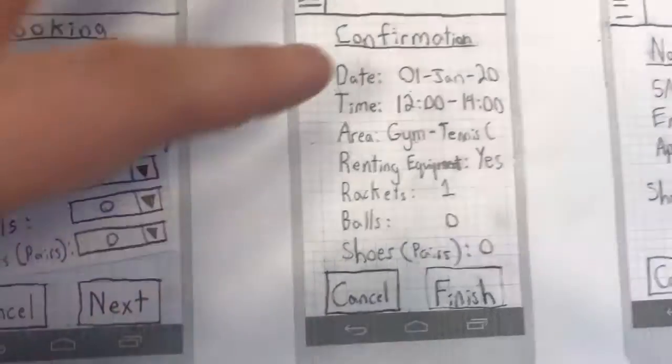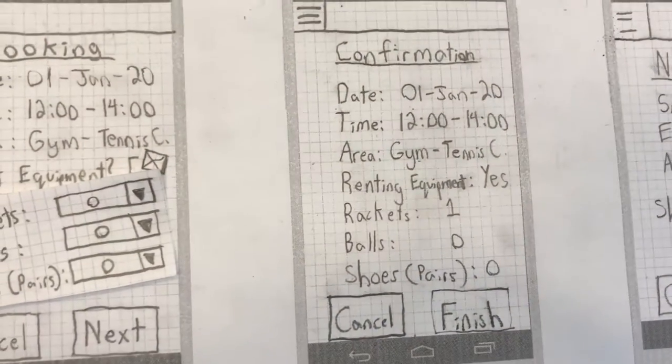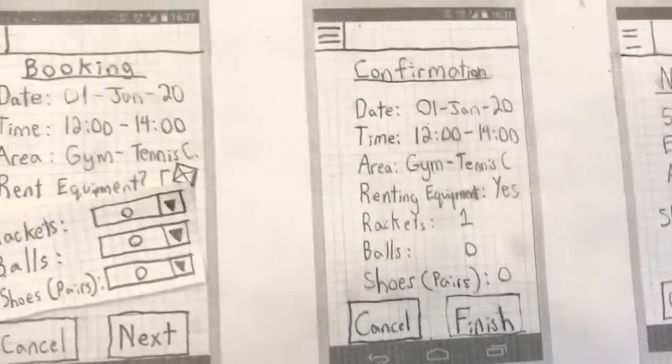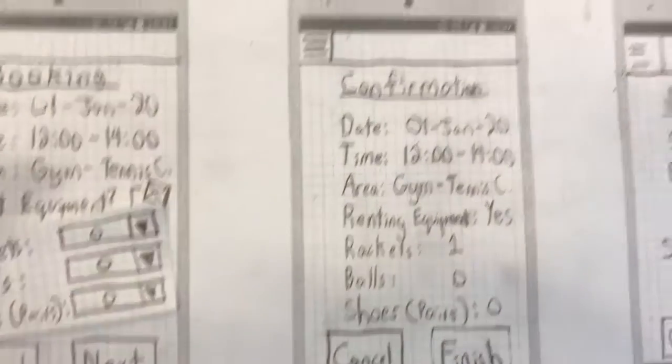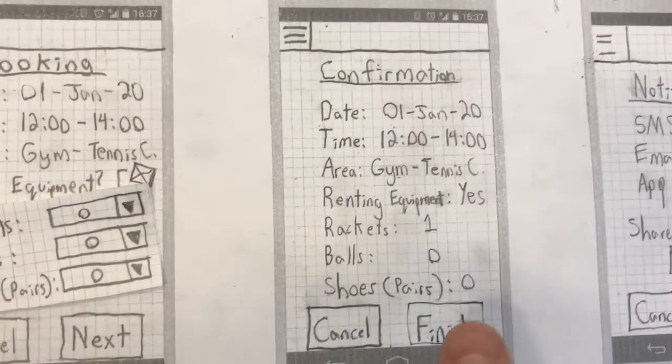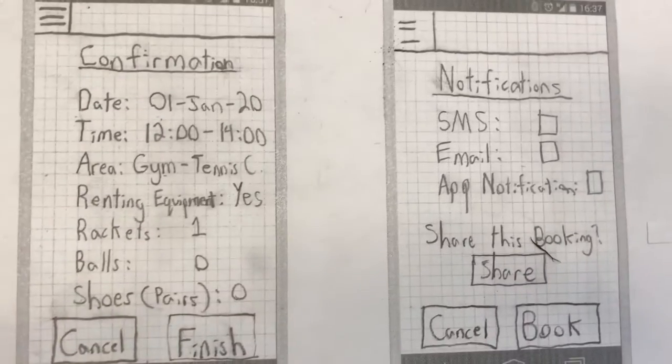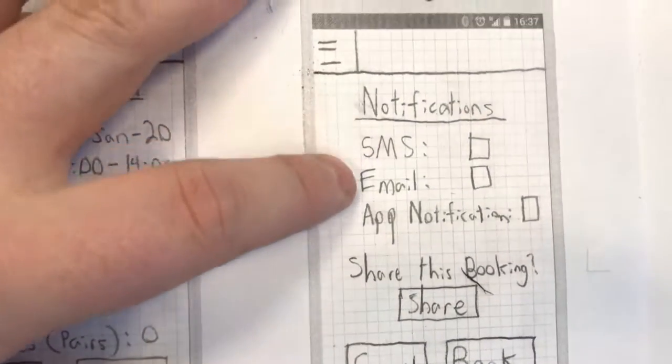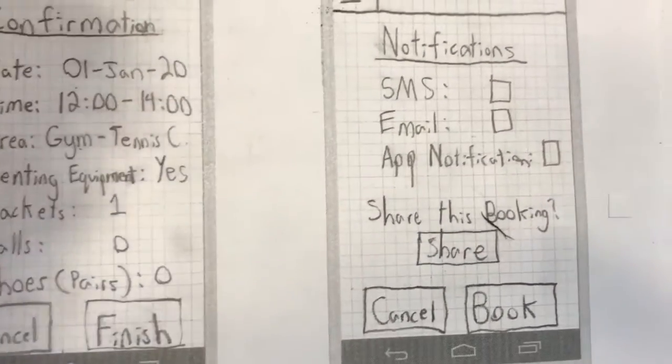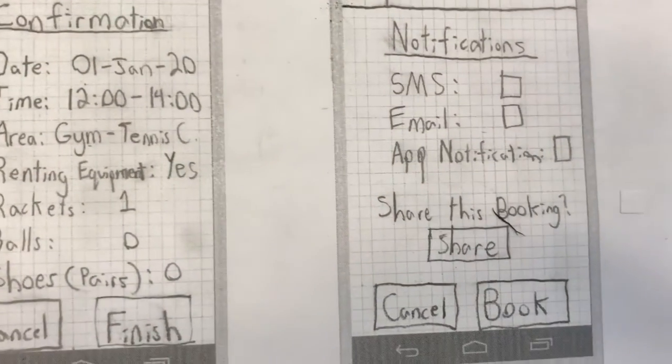So if you hit next, you'll then be in confirmation, which lists all the info again, along with whether you're renting the equipment and which equipment you've chosen to rent. And then when you hit finish, it'll take you to your preferred notification method: SMS, email, app notification. You can select one or all of them or none.